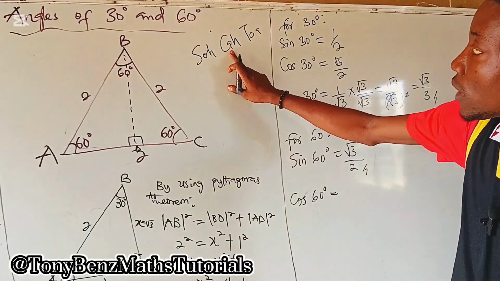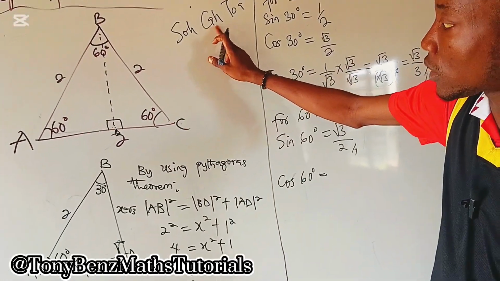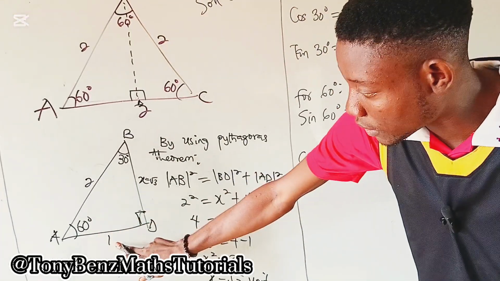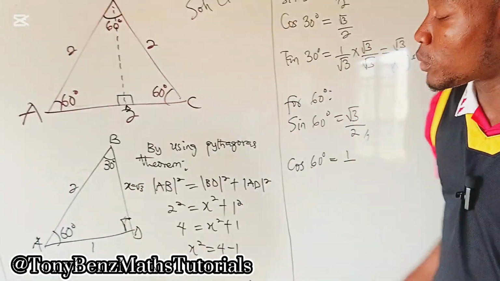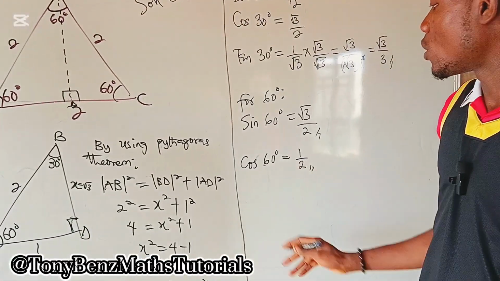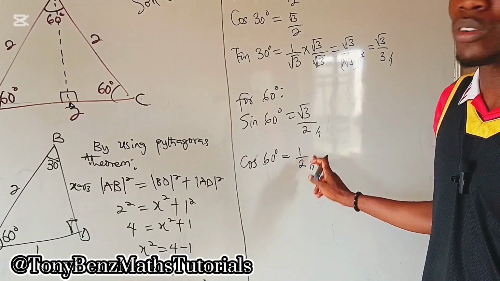Now, cos 60 degrees as a special angle. Cos is adjacent over hypotenuse. This is 60 degrees, this is its adjacent, which is 1, over the hypotenuse, which is 2. So cos 60 as a special angle is 1 over 2.